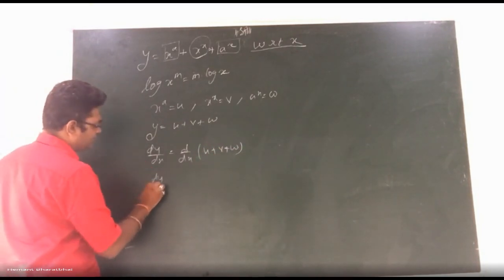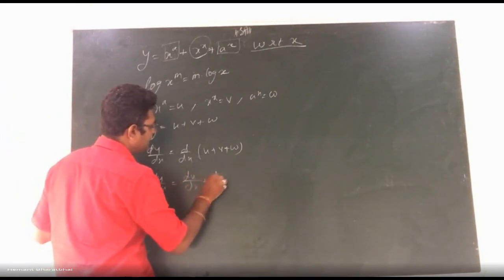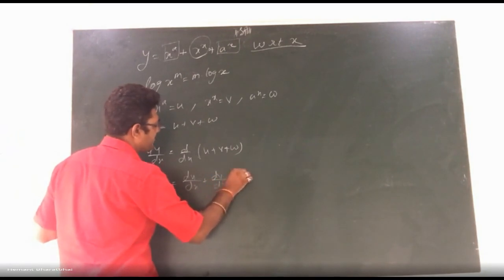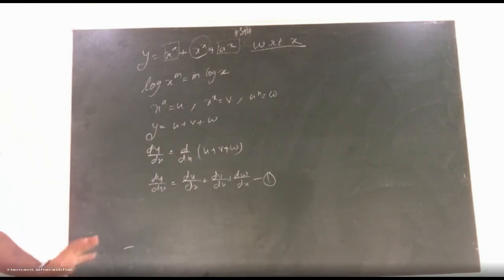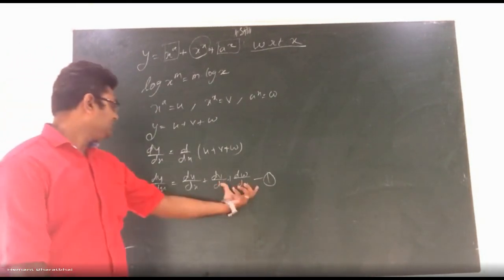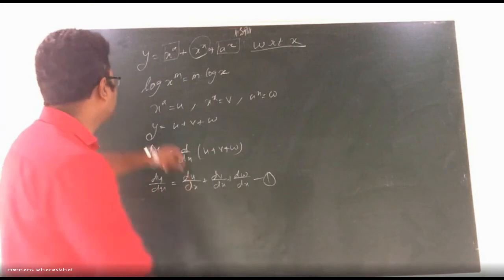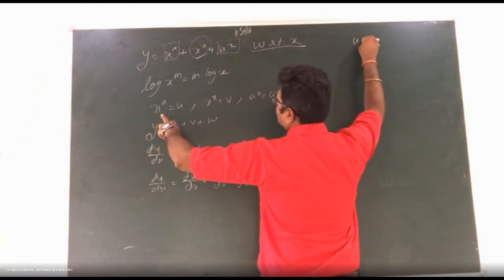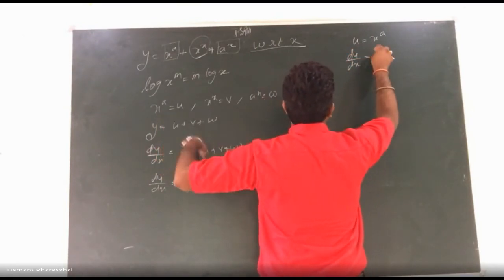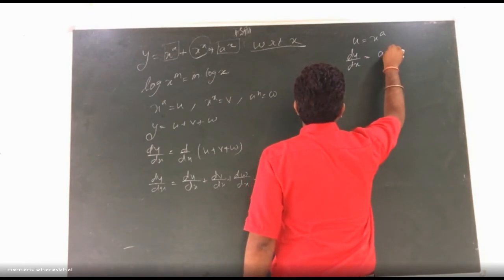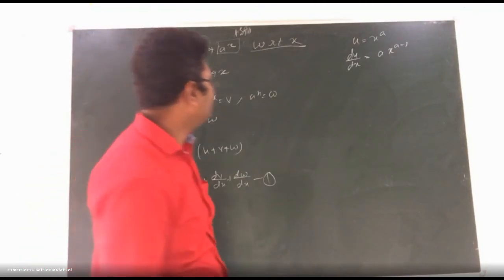We have already seen this rule, so I can write it as du by dx plus dv by dx plus dw by dx. So I want to find out basically the value of dy by dx. My u is x raised to a, so I can directly take the derivative without worrying. du by dx will be nothing but a into x raised to a minus 1, because the formula for x raised to n is n into x raised to n minus 1.